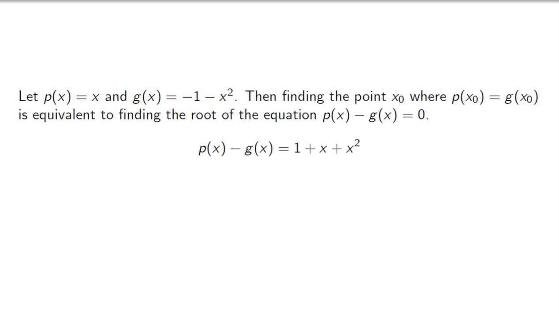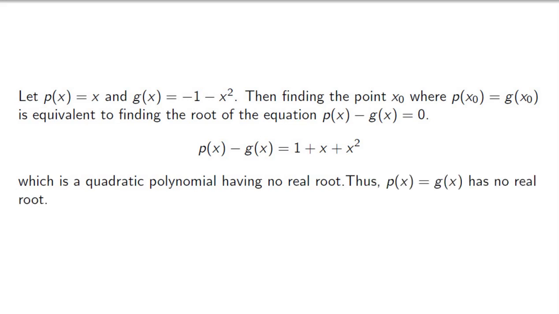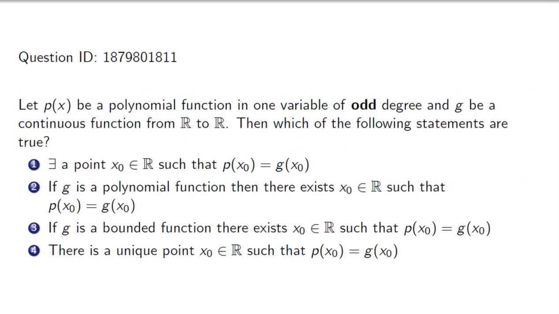Now p(x) minus g(x) equals 1 plus x squared, which is a quadratic polynomial, and we can show by finding the discriminant of the quadratic polynomial that it has no real root. Thus, there does not exist any point x_0 for which p(x_0) equals g(x_0), and hence option 2 is false. Similarly, since option 2 is false, we can straight away say that option 1 is also false.